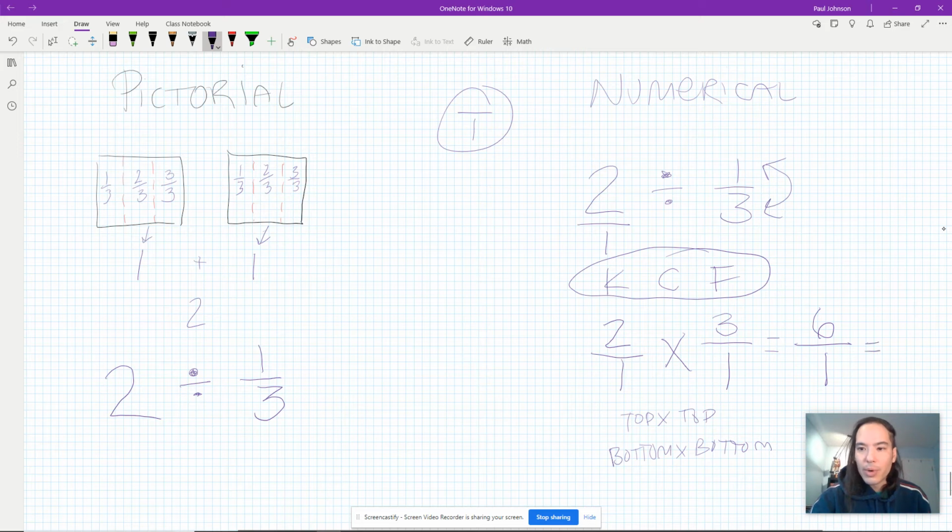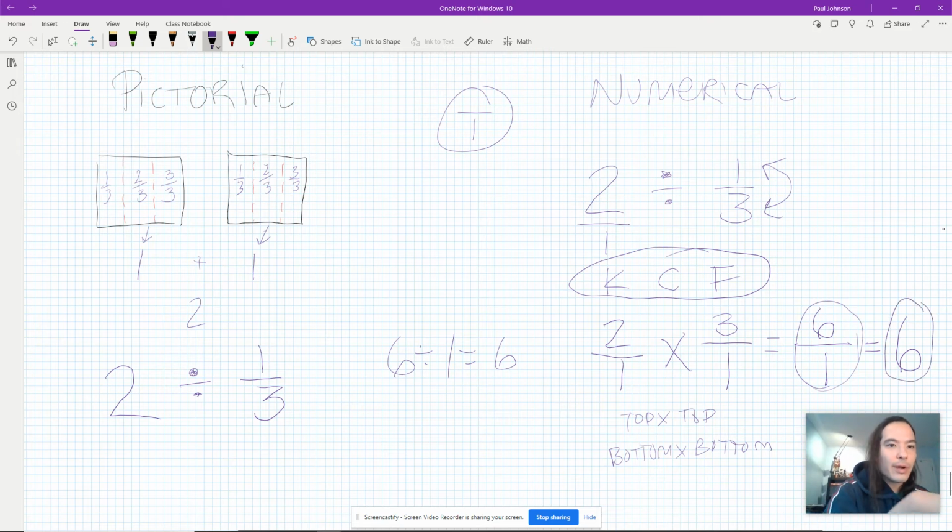That is improper because we have a larger number as the numerator than our denominator. If we simplify this, 6 divided by 1, remember all fractions are division problems. So this is basically 6 divided by 1. If you had 6 cookies and you divided them amongst yourself, you would still have 6 cookies, right? So the answer is 6.